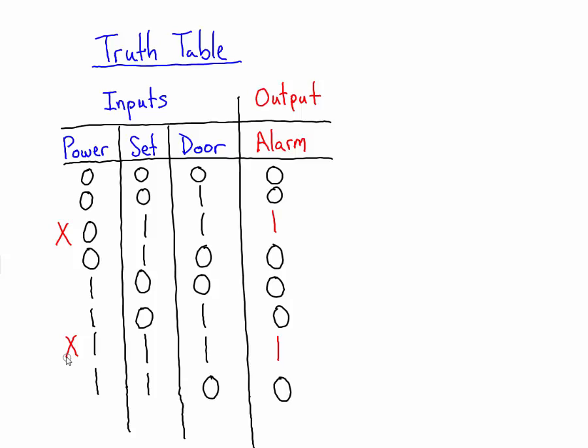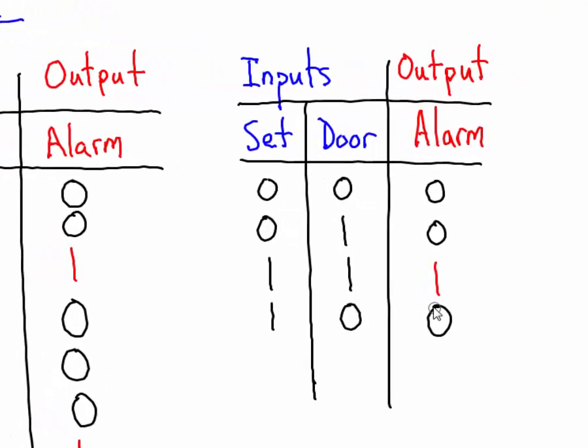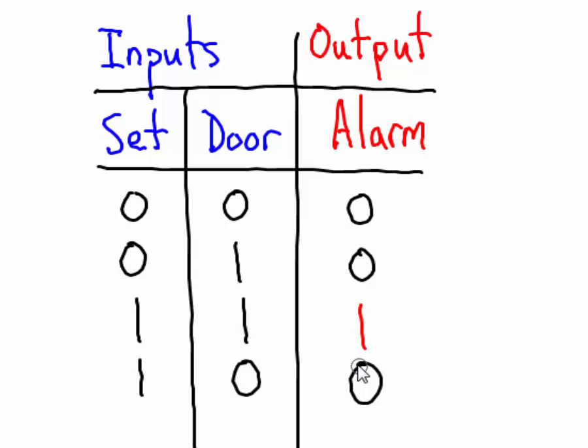In both cases, you can look at this and see that the state of the power is irrelevant. That we want the alarm to go off if the alarm is set and the door is open. The condition of the power doesn't matter either way. So that's an unnecessary condition. So let's eliminate that.